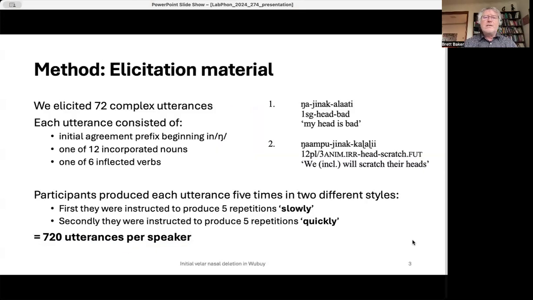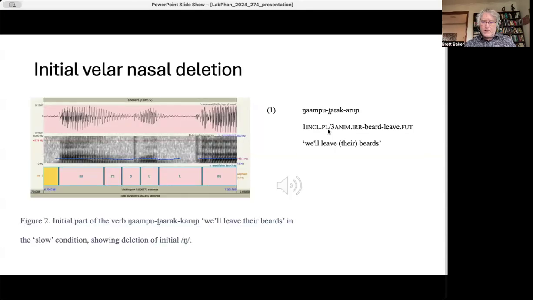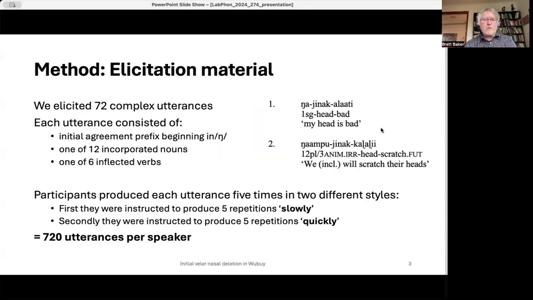So we asked 3 speakers to put together some words of Wubuy for us involving an agreement prefix beginning in a velar nasal, 1 of 12 incorporated nouns, and 1 of 6 inflected verbs, like these examples over here. This was to investigate a different phenomenon altogether, but it turned out to be useful for investigating initial velar nasals as well. We asked the participants to produce these forms in 2 different ways.